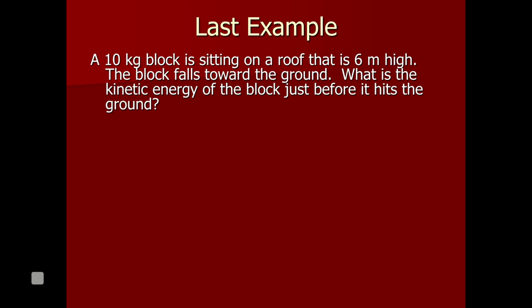The final example, sorry, I've said last maybe 3 times now, I really apologize, would be actually calculating the velocity or the height of the object. For this example, it's giving you the mass of the block and the height of the block. If this block is falling toward the ground, what's the kinetic energy of the block just before it hits the ground? I want the kinetic energy, but I'm not given the velocity. This is what bothers people. They say, I can't find kinetic energy, 1/2 mv squared, I don't have the velocity.